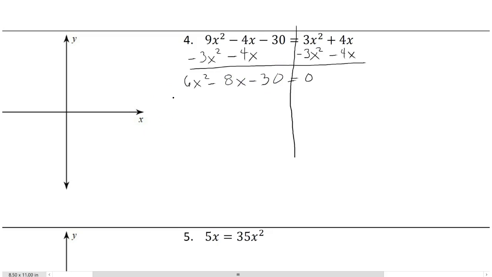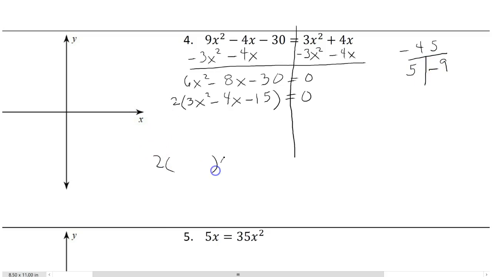In this case, there's a greatest common factor, which is 2. 2 times 3x squared minus 4x minus 15 equals 0. Now factor the inner trinomial. 3 times negative 15 is negative 45. Two numbers that multiply to negative 45 but add to negative 4 are 5 and negative 9. Remember to have the 2 on the final answer.